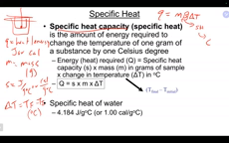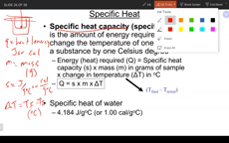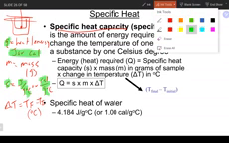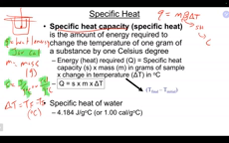Now, an important difference is between these two, and they're very often messed up. Q has only 1 unit, either joules or calories. The specific heat capacity has all 3 units. People always reverse those two things. So if it's Q, it should have just 1 unit, and if it's specific heat capacity, it should have 3.